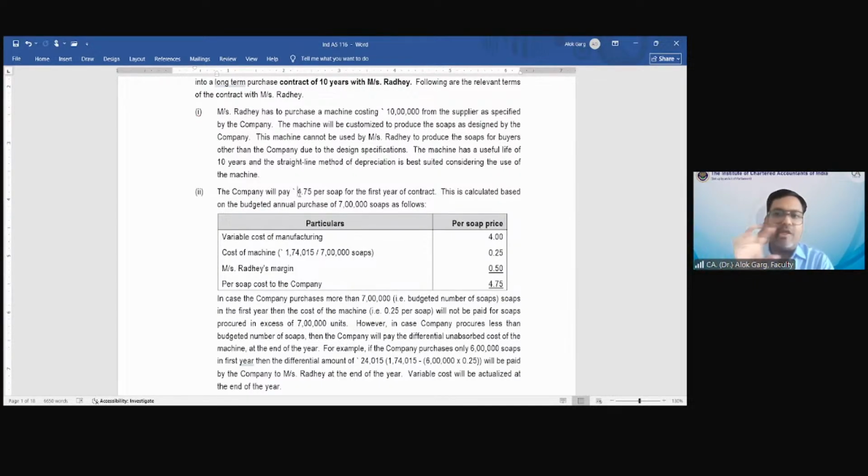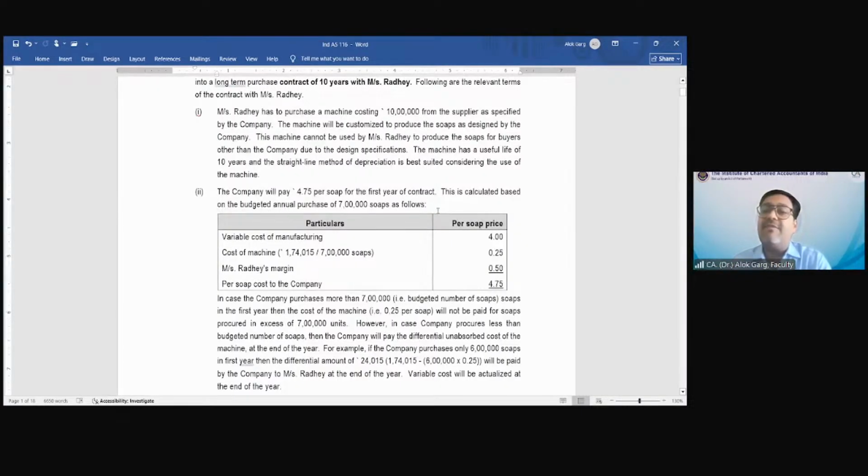And now we are talking about consideration. We talked about the term. Now we are talking about consideration, and how the consideration is facilitated. The company will pay 4.75 rupees per soap for the first year of contract. This is calculated based on the budgeted annual purchase of 7 lakh soaps as follows.